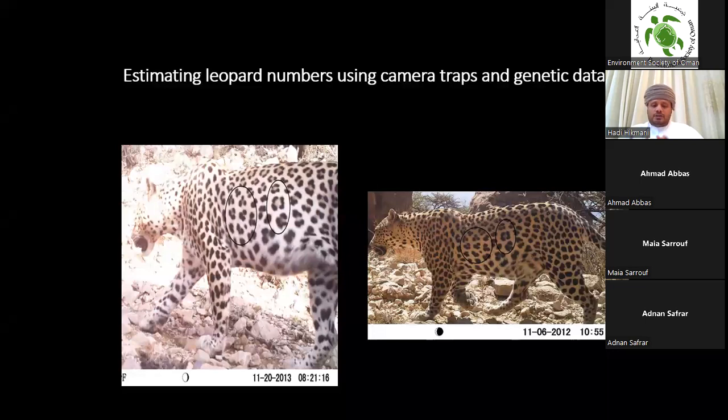Using this data together, we estimated around 51 leopards in the Dhofar Mountains, especially in the core area. And this estimate is in agreement with previous studies using camera traps and collars. So from both of these data, we estimated that the Dhofar population is stable, at least for the last 30, 40 years.